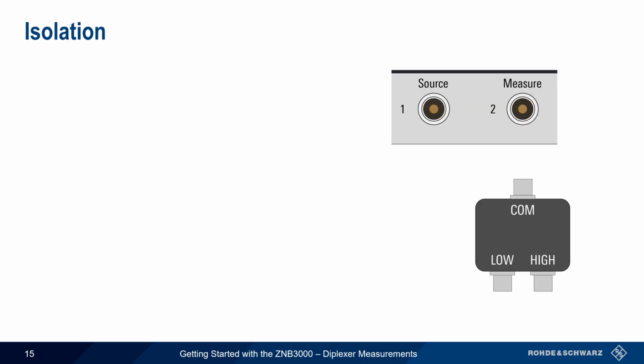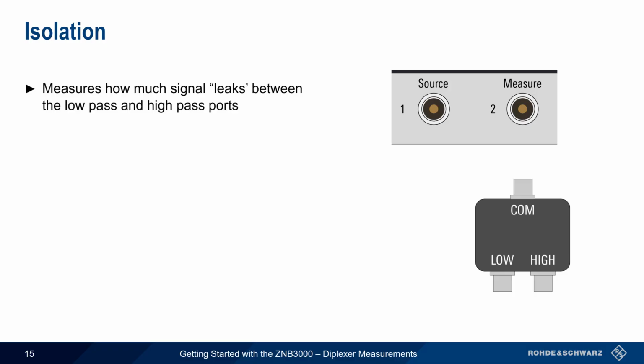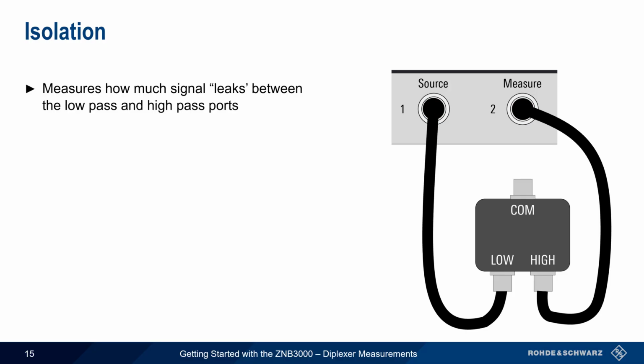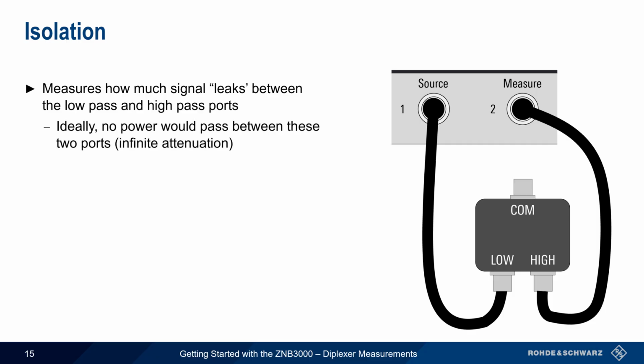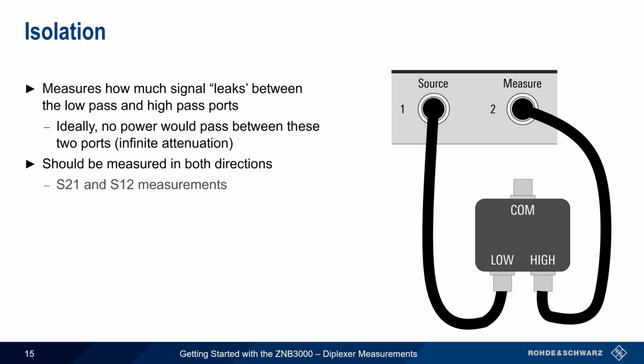Now let's look at isolation. Recall that this is a measure of how much signal leaks between the low-pass and high-pass ports. Ideally, no power would pass between them. That is, there would be infinite attenuation between these ports. Isolation should be measured in both directions, from low to high and from high to low. That is, both S21 and S12 should be measured. As before, the unused port, here the common port, should be terminated.